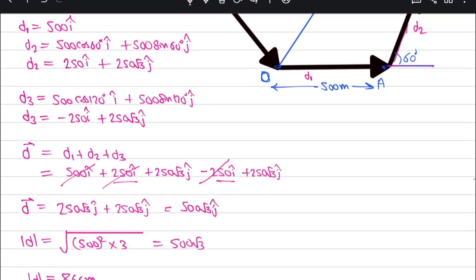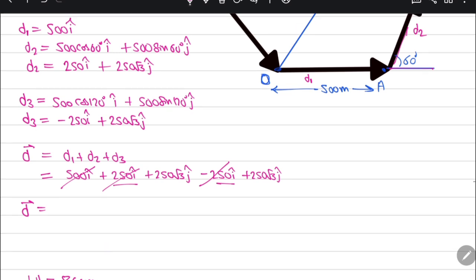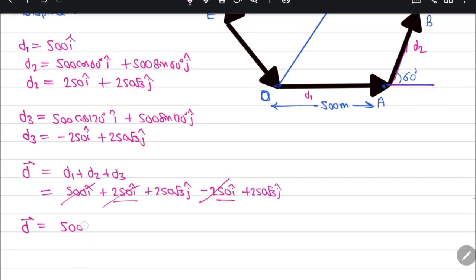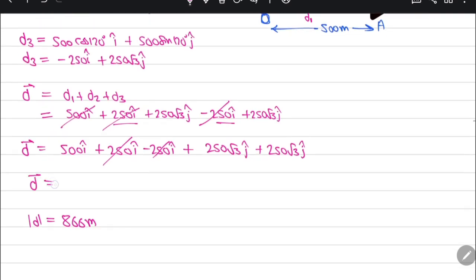Okay, sorry, I have done this wrong. Just wait. If we add them, 500 i cap plus 250 i cap minus 250 i cap, 250 root 3 j cap, right? And 250 root 3 j cap. The 250s cancel, so the displacement comes out to be 500 i cap plus 500 root 3 j cap.